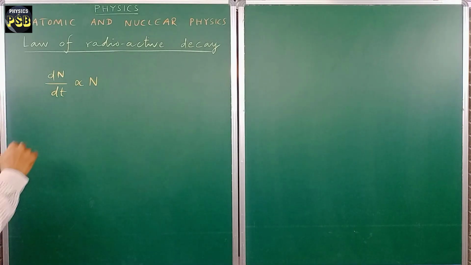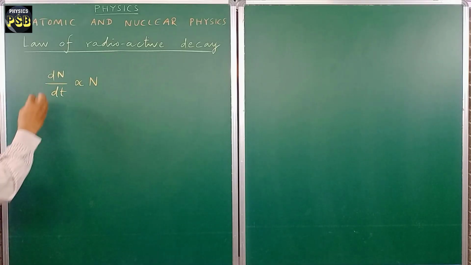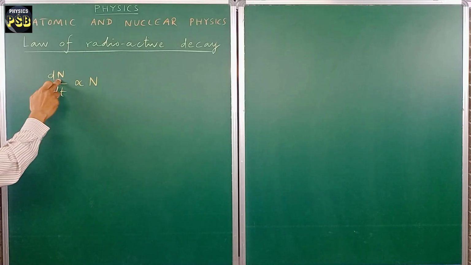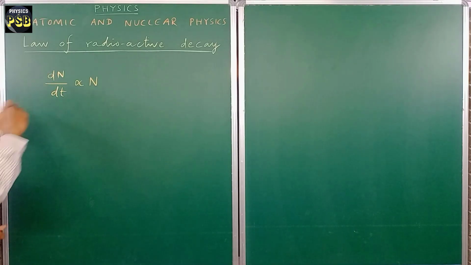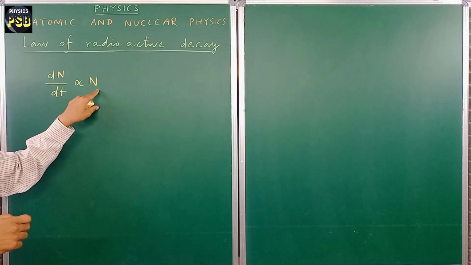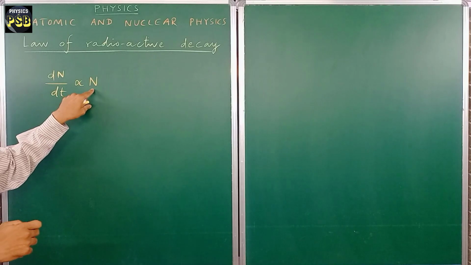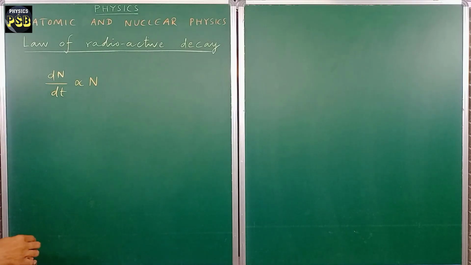Let me repeat this once again. Here, dN is the number of nuclei that undergo decay in time dt. So when we divide these two, we get the rate of decay, which is found to be directly proportional to the number of nuclei present at that moment. Understand?